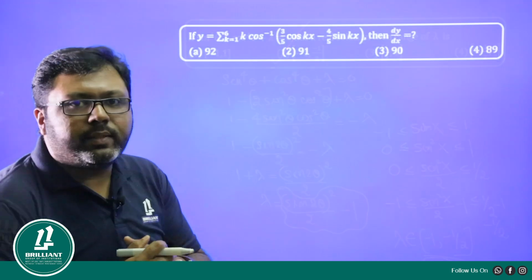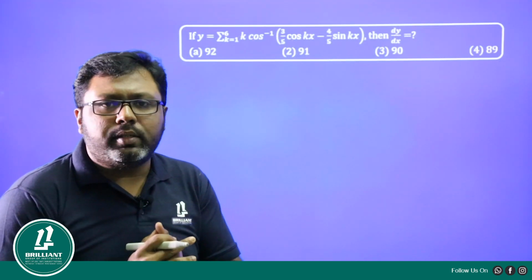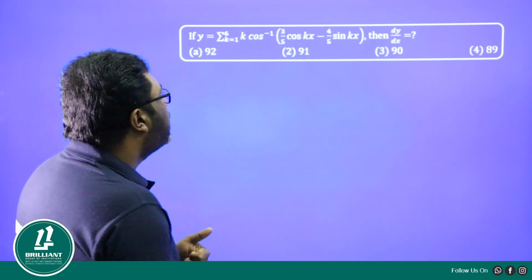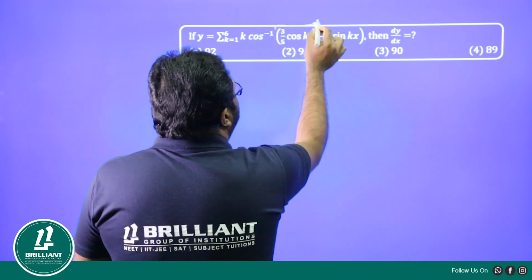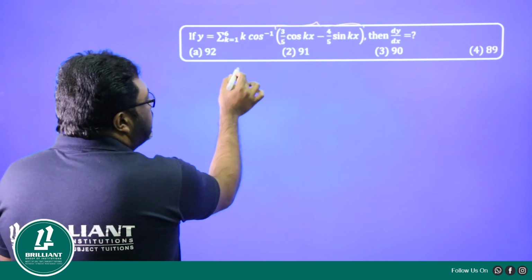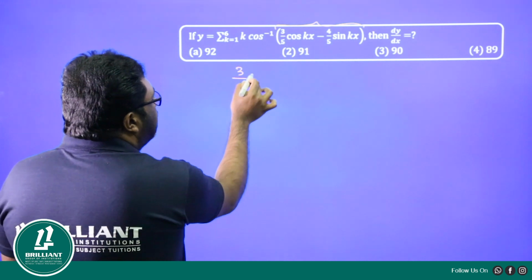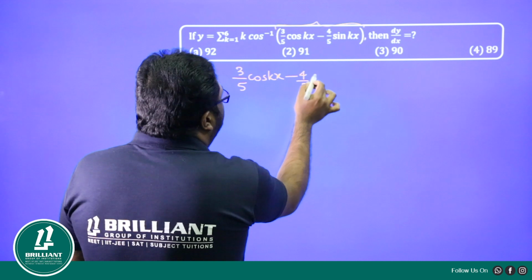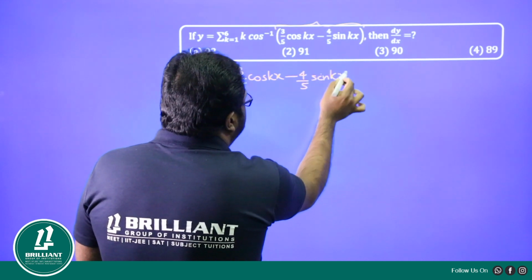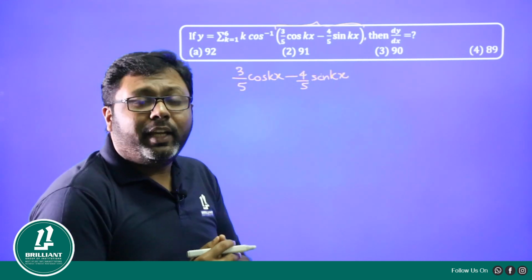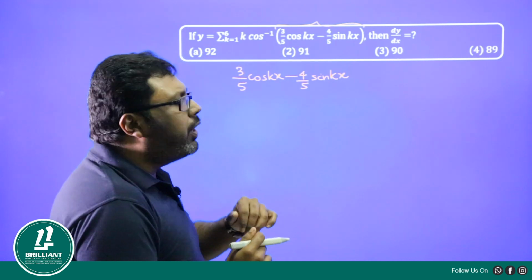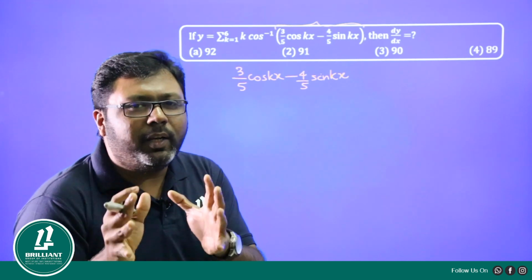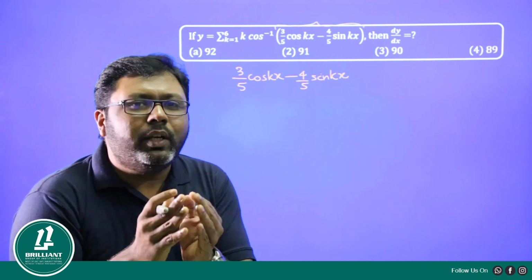Okay, now in this question, again, it's a very simple question. It is a summation of an expression. Now, the key thing is understanding this expression over here. Let's take that expression now. 3 by 5 cos kx minus 4 by 5 sin kx. It's a very common expression in trigonometry. 3, 4 and 5. The numbers are very familiar numbers, right? It's actually a Pythagorean triplet.